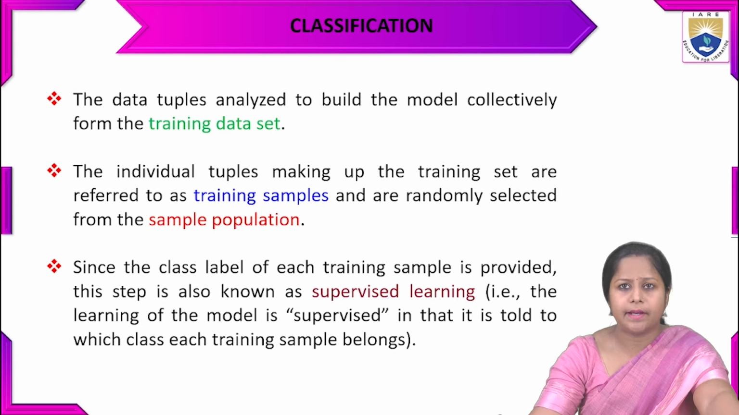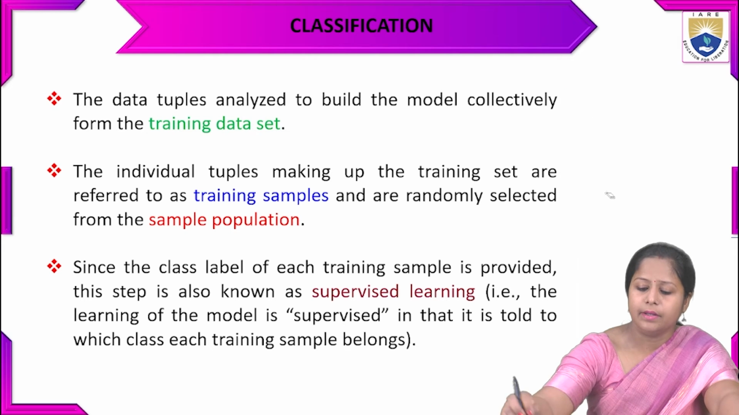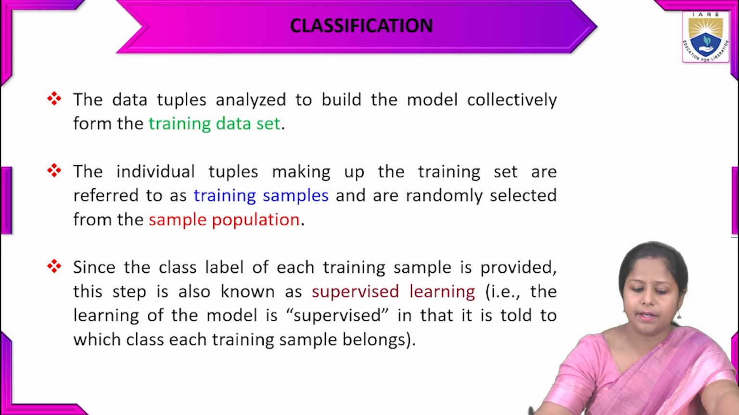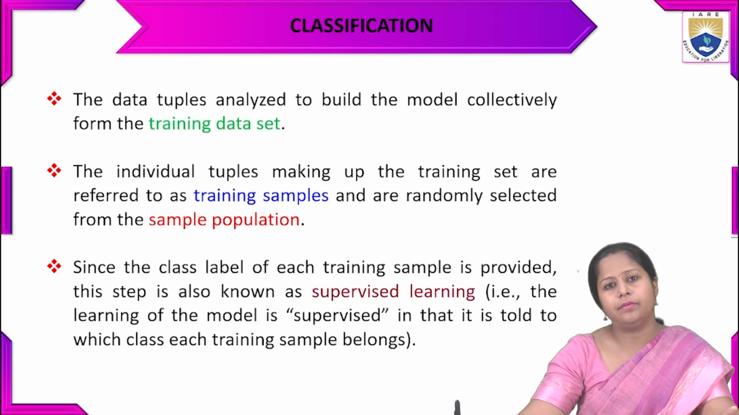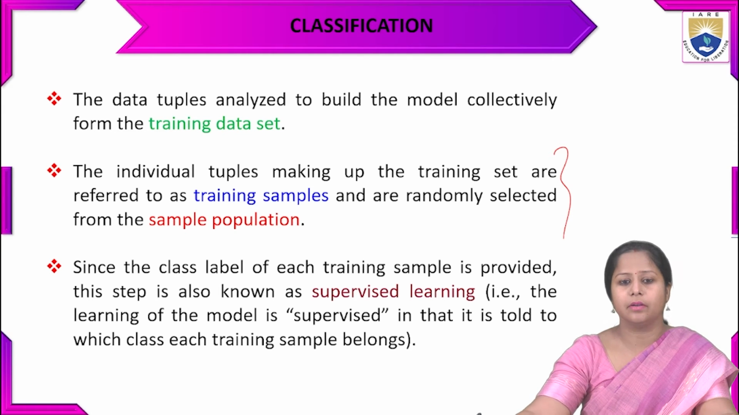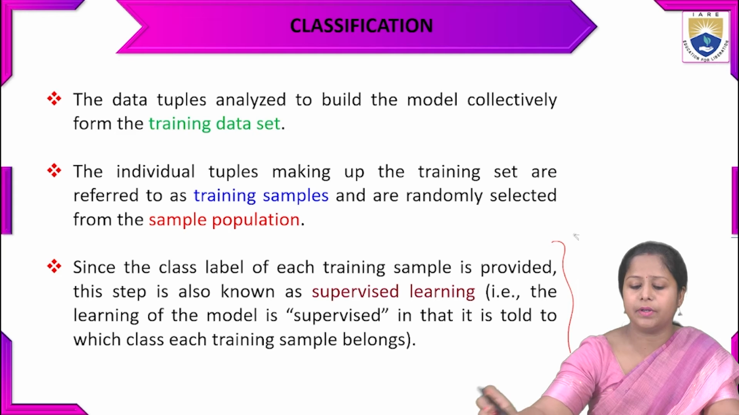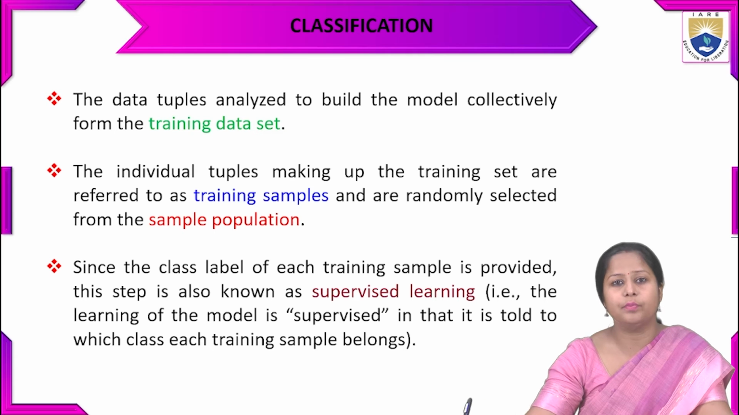Now, the data tuples analyzed to build the model collectively are all the data tuples that come into the training data set, right? The individual tuples making up the training set are referred to as training samples, and they are randomly selected from the sample population. Since the class label of each training sample is provided, this step is also known as supervised learning.